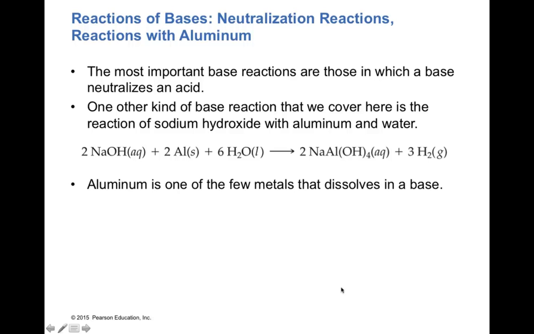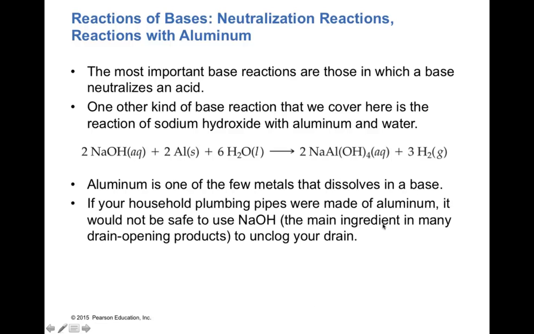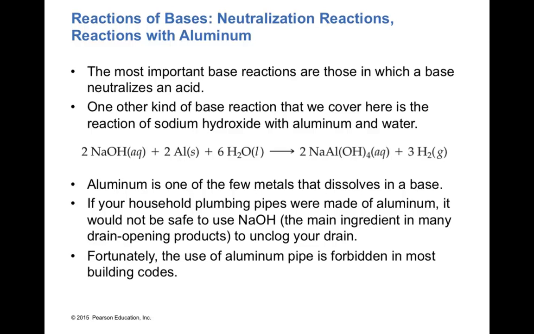Aluminum is one of the few metals that dissolve in a base. If your household plumbing pipes were made of aluminum, it would not be safe to use sodium hydroxide, the main ingredient in many drain opening products, to unclog your drain. Fortunately, the use of aluminum pipe is forbidden in most building codes.